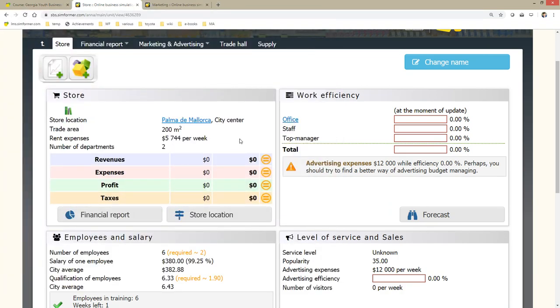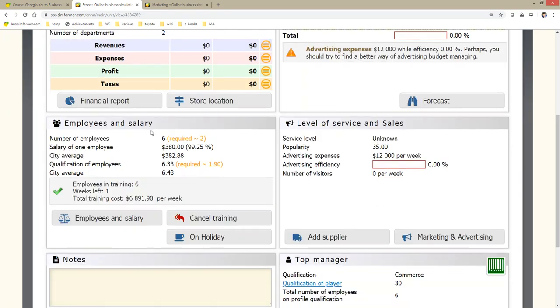I'm not changing anything at the moment. Now, employees and salary are here as well. The system will give you necessary recommendations, either this number of employees, as you can see, 6, and this is the minimum that is required given the amount of goods I have, as well as the size of the store, and the flow of visitors, which at the moment we don't know yet, but the system simply recommends giving the size of the store, as well as the qualification of employees that should be.